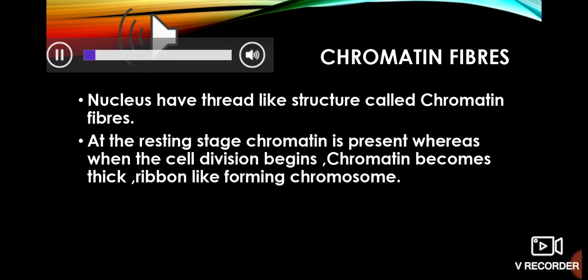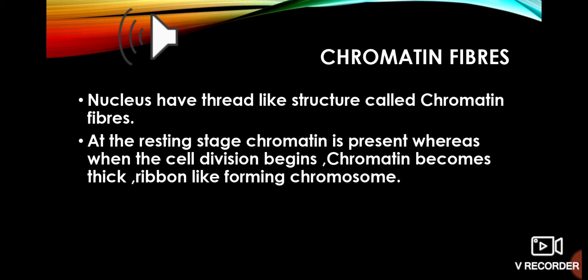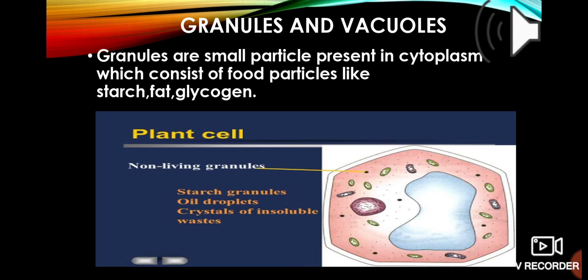Chromatin fibers, as we already know, are thin thread-like structures present inside the nucleus. They remain in this form during the resting stage of the cell, that is when the cell is not dividing. As soon as the cell starts division, these thread-like forms start becoming thick and look ribbon-like. Now they are no more called chromatin fibers, but get the special name chromosome.